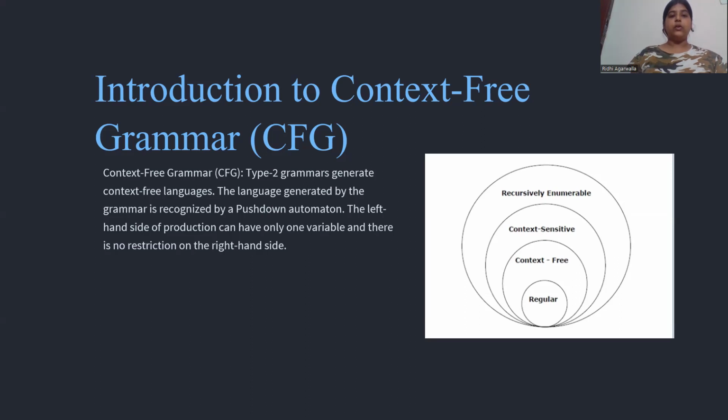machines. So going forward towards the context-free grammar, it is basically divided into left hand side and the right hand side, where the left hand side has only a variable of 1 and right hand side has no restrictions.